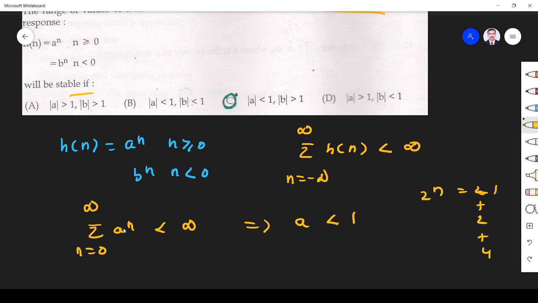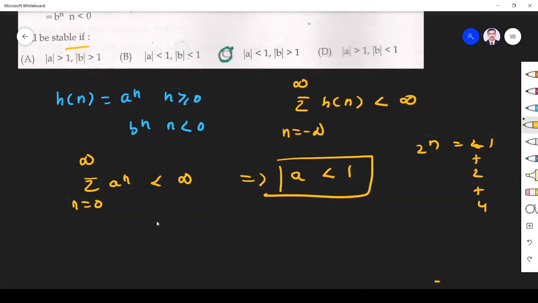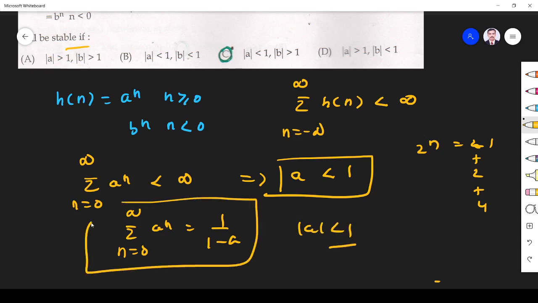Up to infinity, if you add, the summation will become infinity. It is not absolutely summable. So a must be less than 1. Clear or not? So if a is less than 1, why will it not become infinity? You see that if a is less than 1, what is the condition? When n goes from 0 to infinity, the sum of a^n will be 1 by 1 minus a, for a less than 1. So we can sum it up, right? When a is greater than 1, we cannot sum. So the sum will become infinity. So for case 1, a must be less than 1.